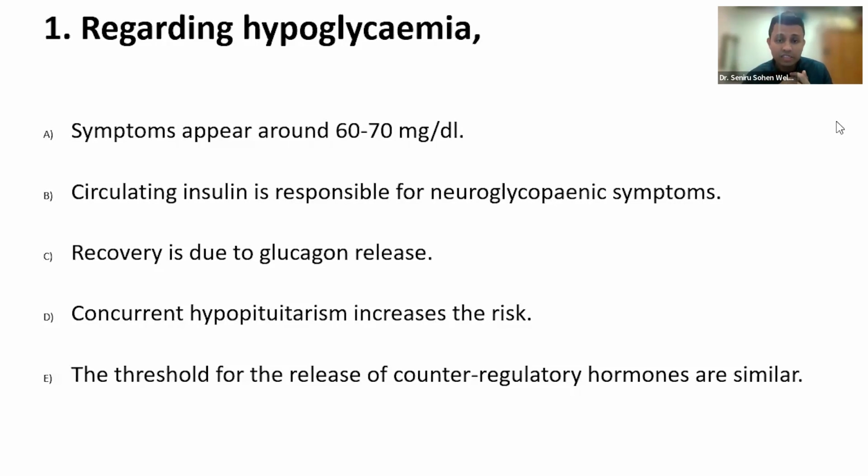Glucagon is a stress hormone, like the other stress hormones, and it is responsible for counteracting the hypoglycemia. It stimulates glucose production either from the glycogen stores in the liver, that is glycogenolysis, or by stimulating gluconeogenesis directly. So we would consider this as correct, because glucagon is necessary for recovery from hypoglycemia.